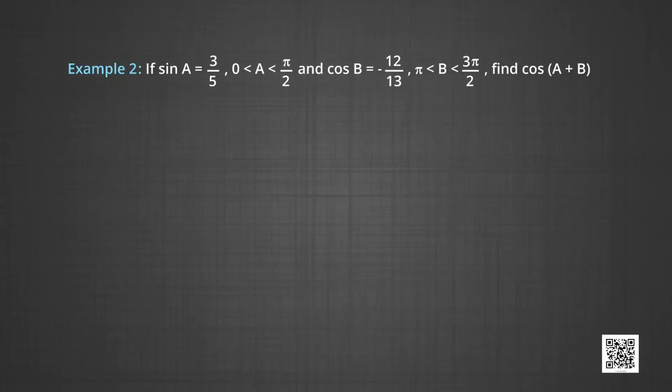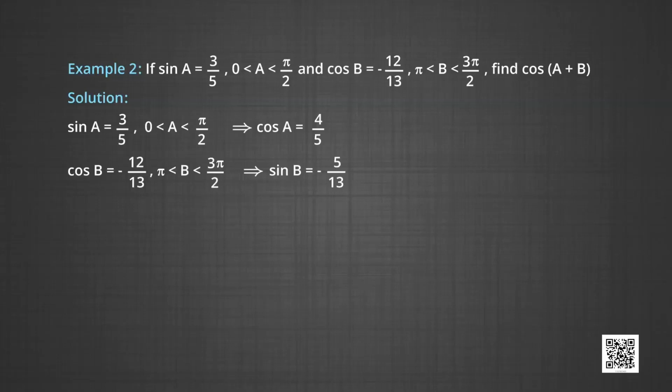In example 2, we take the value of sin A as 3 by 5 and cos B as minus 12 by 13. Now, we will try to find out the value of cos of A plus B. Now, sin A is 3 by 5 and A lies from 0 to pi by 2, therefore cos A is 4 by 5. Cos B is minus 12 by 13, but B lies in the third quadrant. Therefore, sin B is minus 5 by 13.